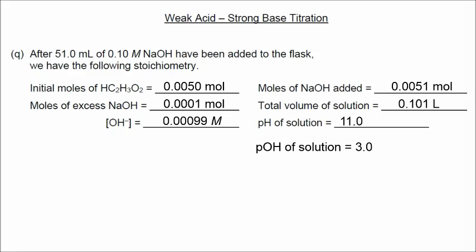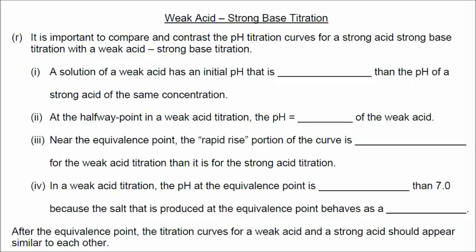All right, let's summarize and compare and contrast the pH titration curves for strong acid, strong base and weak acid, strong base. Well, a solution of a weak acid has an initial pH that is higher than the pH of a strong acid of the same concentration. We saw that in this example. At the halfway point, the pH equals the pKa of the weak acid.